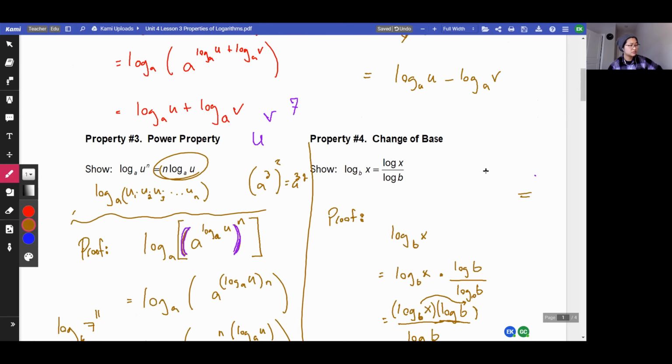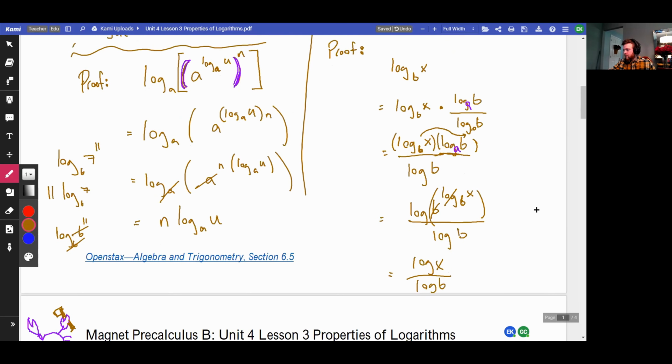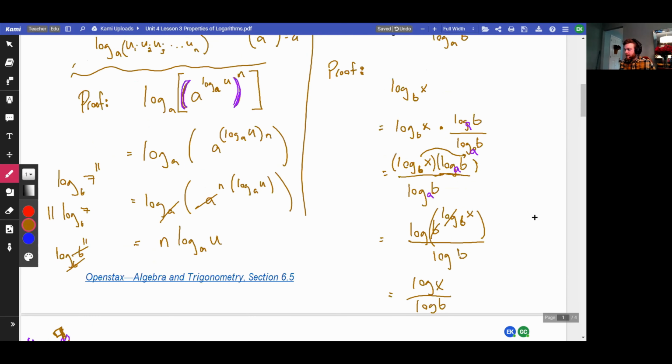I think so. Are you cool if I write this? Log base b of x is equal to log base 10 of x over log base 10 of b, but it's also equal to log base a of x over log base a of b. Nice. So I'm just going to add in a's wherever I see logs. Down here, let's look at this proof with the base a.